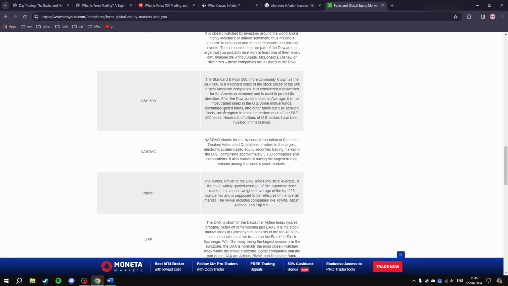Some mutual funds, exchange-traded funds, and other funds such as the pension funds are designed to track the performance of the S&P 500 index. Hundreds of billions of US dollars have been invested in this fashion.